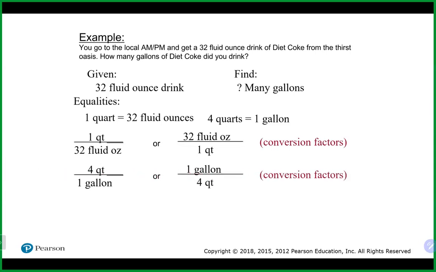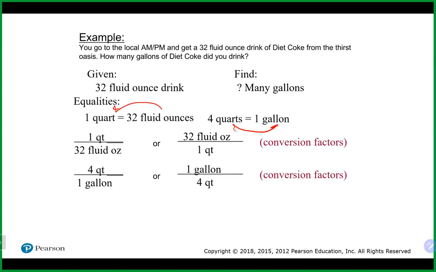Crushed ice, of course. How many gallons of Diet Coke did you drink? Here's some equalities that might be helpful, some conversion factors. Set it up with dimensional analysis, see what you end up with. So one pathway is fluid ounces to quarts, and then quarts to gallons. Here's all the possible four conversion factors that you can use from those equalities. Once again, you're not going to use them all.